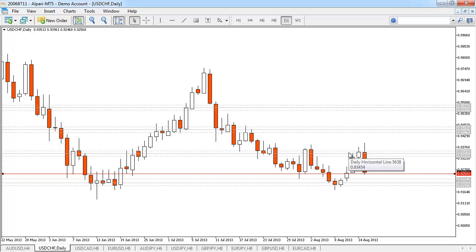So this is an alternative method. Sometimes you're going to have to improvise, and sometimes you're going to have to wait for the retrace to enter your trade. So yeah, this is an alternative method for entering a trade, a reversal trade.